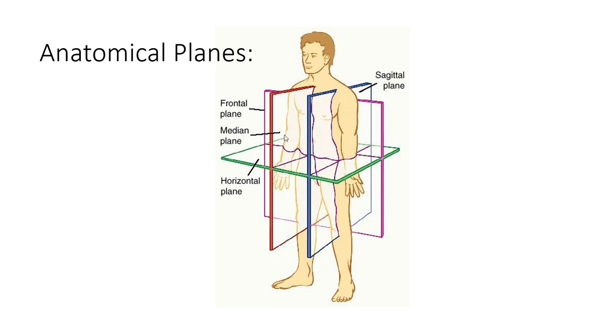Frontal plane is the plane that divides the body or an organ into a front and posterior portion. The frontal plane, which is this pink one, divides the body into a front and rear portion. The midplane divides the body into equal left and right portions. The sagittal plane divides the body into unequal right and left portions.